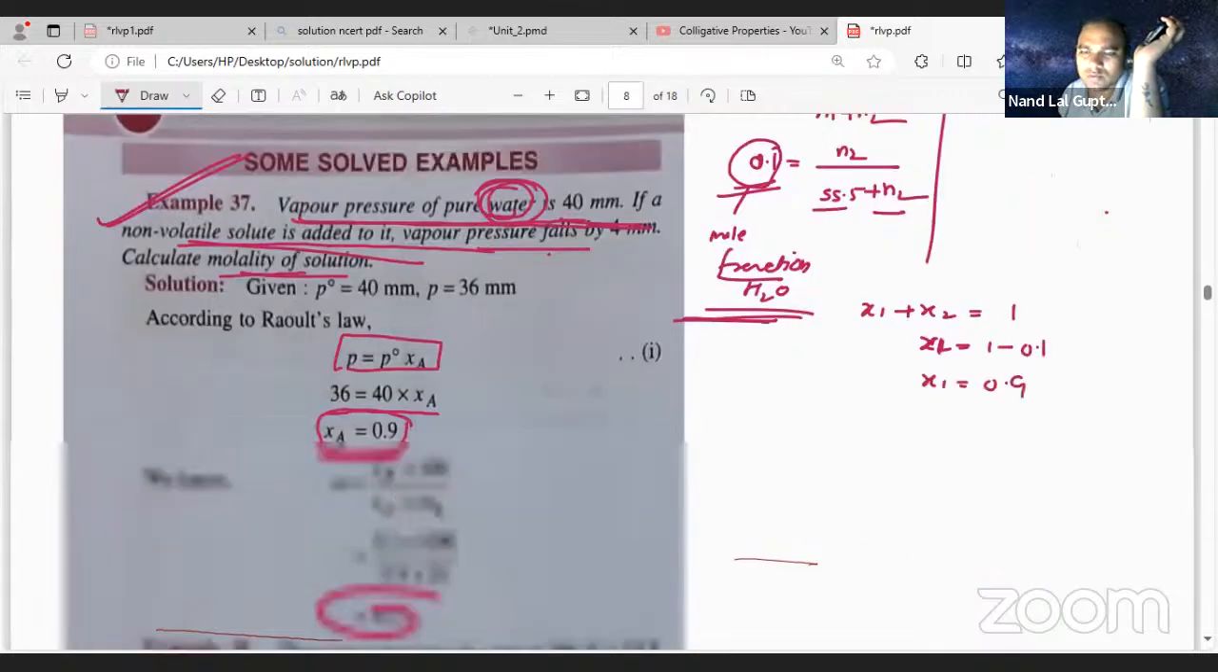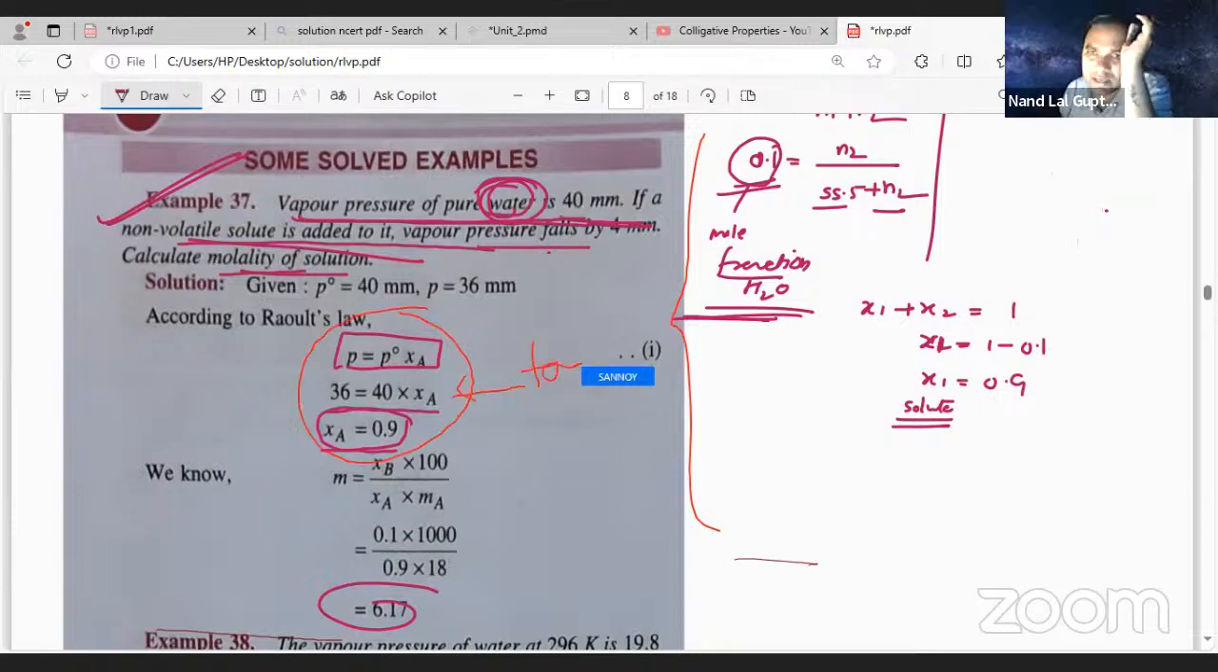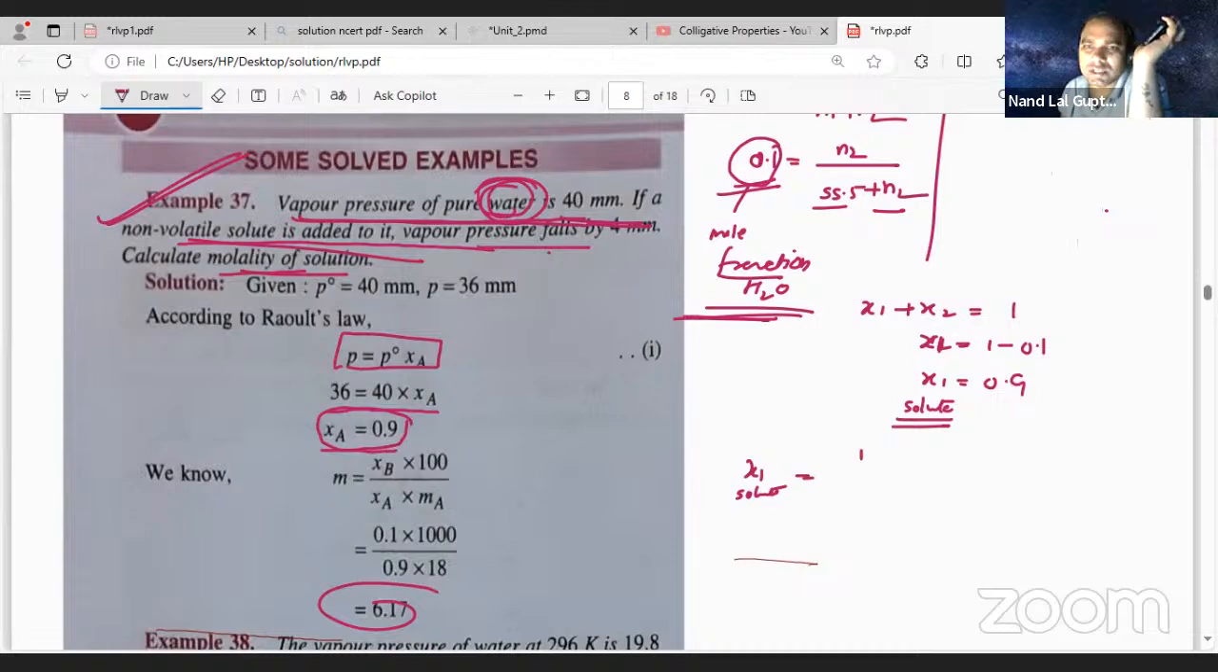Now keep in mind what I was saying: instead of doing it in this many steps, it could be much faster if we do it this way. This looks faster, but understanding the problem is also important. Once you solve the problem, it will come automatically. So x of solute is equal to n1 divided by n1 plus n2. Now x1 is 0.9, equal to n1 upon n1 plus 55.5.